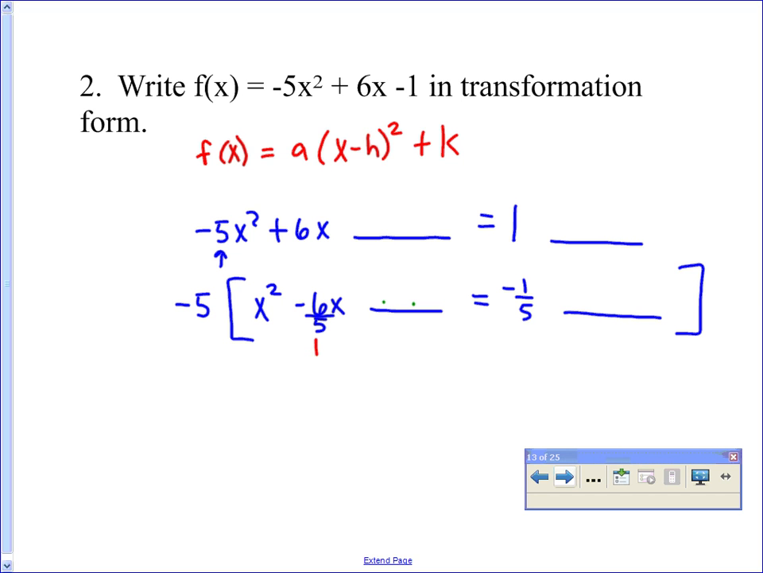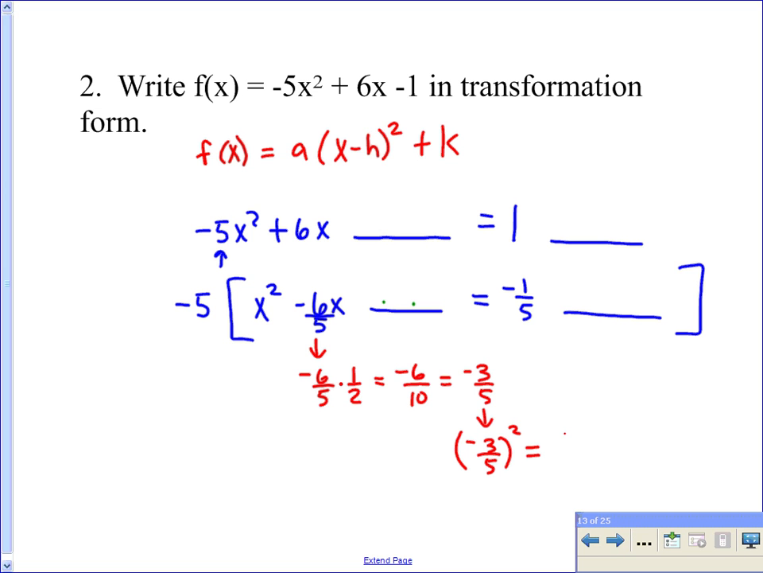Okay, so again, let's try it again. Let's take half of it. So when I take half of it, I get negative 6 over 5 times 1/2, which is going to give me negative 6 over 10, which is going to reduce to negative 3/5. Okay, and now I take that and I square it. And once I square that, I get 9 over 25. Okay, so that 9 over 25 then is going here, and it's going here. Okay, so we have it right this time.